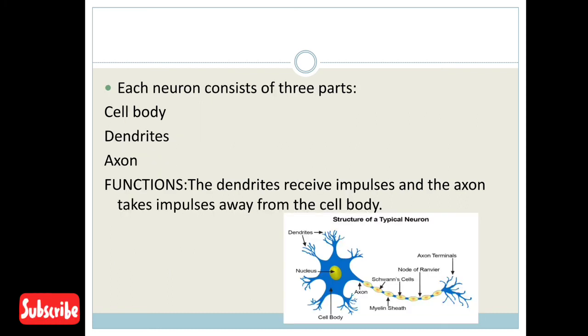You can see here in the picture the typical neuron, and this neuron consists of three parts, that is the cell body, dendrites and axon. The main function of this neuron is that the dendrites receive the impulses, and the axon takes the impulses away from the cell body. So these are the main functions. This is all about the animal tissue.